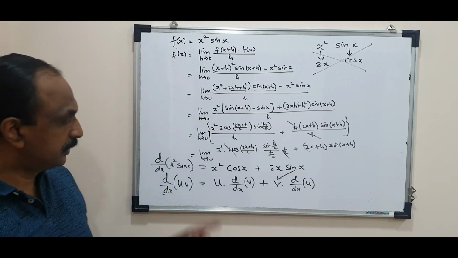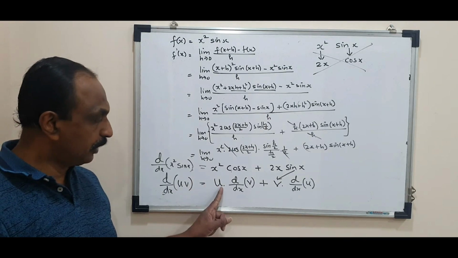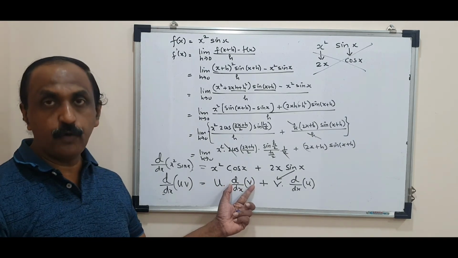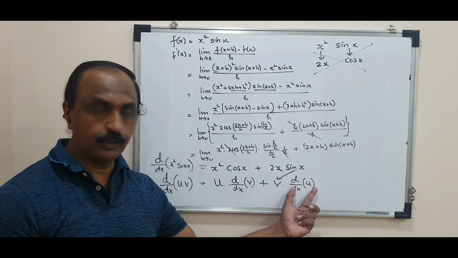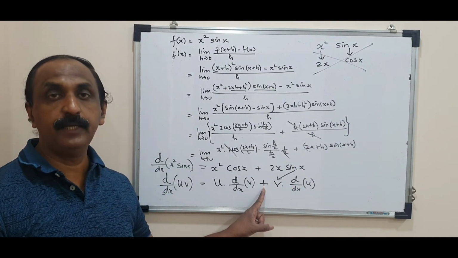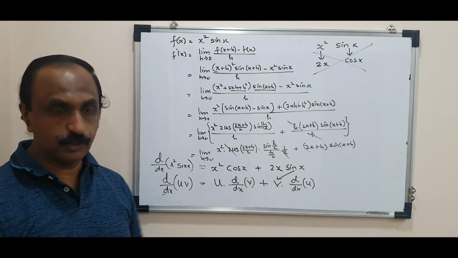So how does it work? Derivative of product u into v. u remains as it is. Apply the formula on v. Then v remains as it is. Apply the formula on u, and both are connected by a plus sign. u into derivative of v plus v into derivative of u.